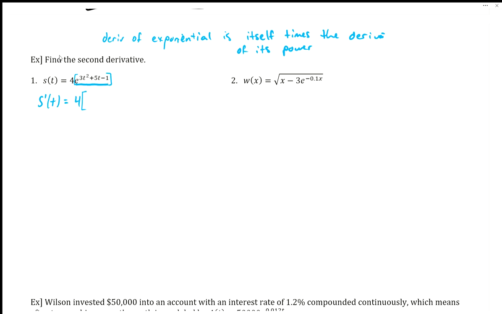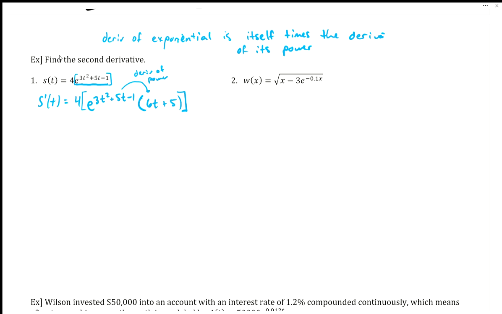Just write it out. The derivative is itself, so e to the 3t squared plus 5t minus 1, all in that power. And then we're saying also then times it by the derivative of its power. Derivative of power there. And then, so this is a polynomial. We can do our power rule on each part. So 3t squared's derivative is 6t. And then 5t's derivative is 5. Like that. Okay, and then I'm going to put my bracket down. And there we go. Okay, so that's the first derivative.